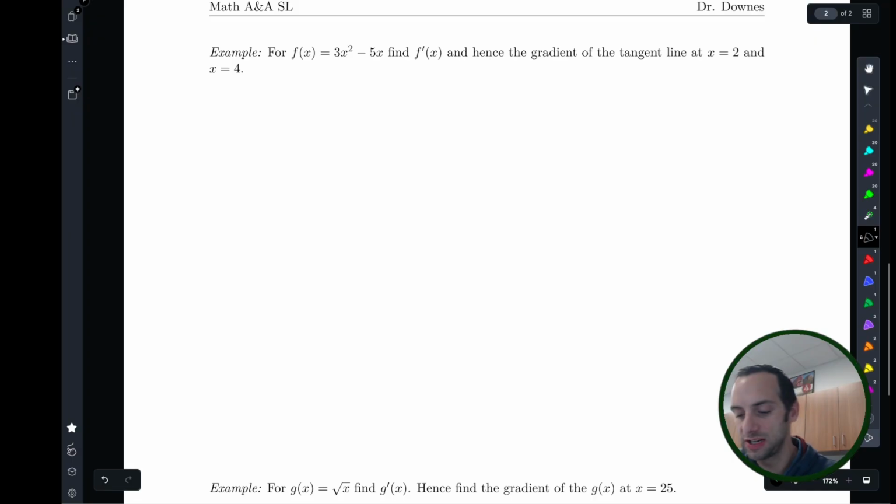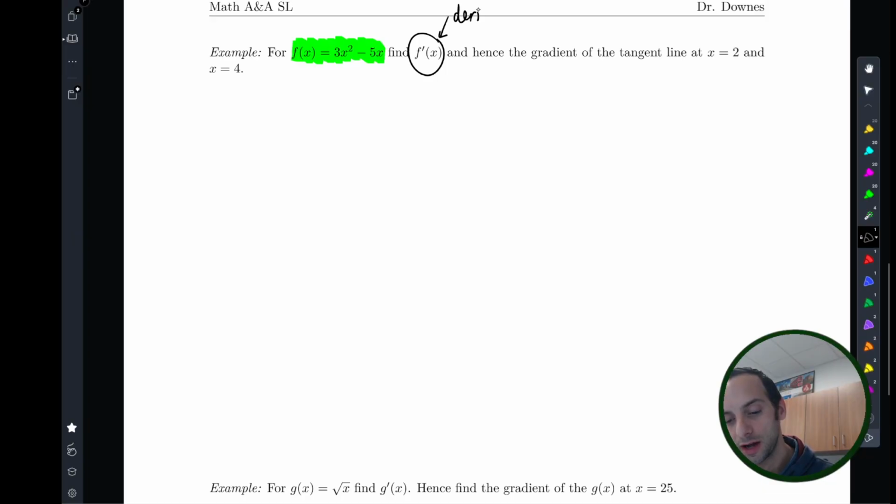We're going to jump right in. We're given a function here. f of x is 3x squared plus 5x, so that's a parabola. We're asked to find f prime. We know this means the derivative. Okay? The only tool we have to find derivatives right now is the limit definition, so we'll have to use that. Okay? And then we've got a command term here, which is hence. They want the gradient of the tangent line at x equals 2 and x equals 4.